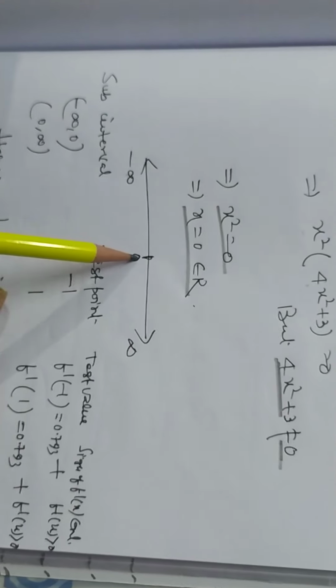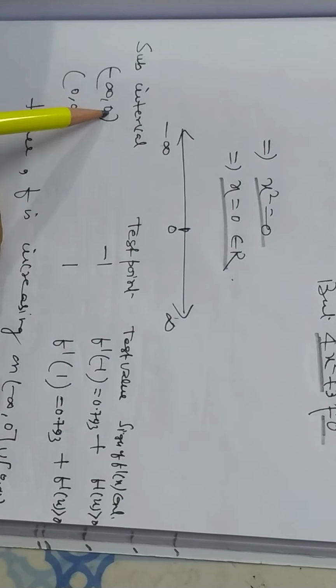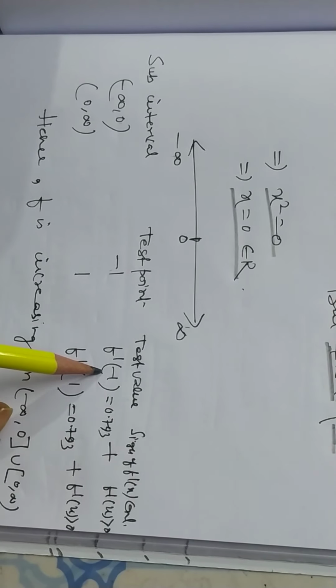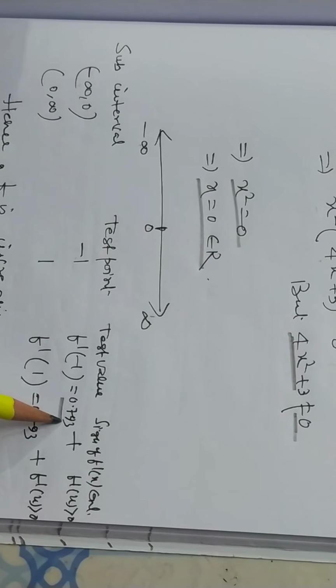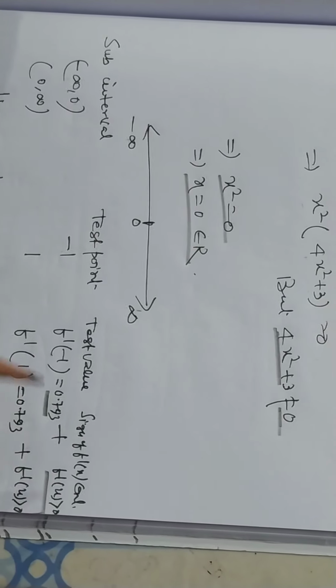So the intervals are minus infinity to 0 and 0 to infinity. So minus infinity to 0: test point minus 1, and test value f dash minus 1. The value of f dash minus 1 is here positive. So f dash x is greater than 0.